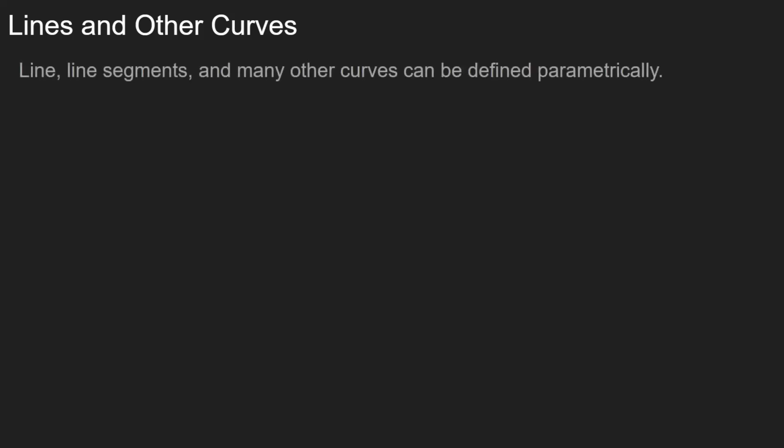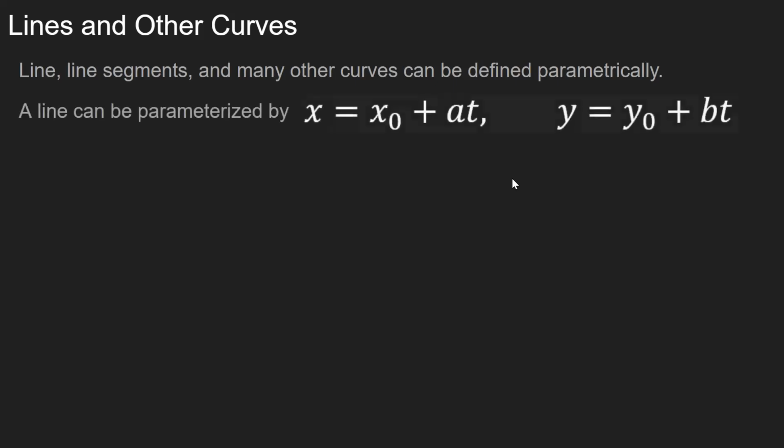All right, in this video on parametric equations, I want to talk to you about how to bounce back and forth with lines and other curves between parametric equations and Cartesian equations. So a line segment, and many other curves, can be defined parametrically. And a line can be parameterized by letting x equal the initial x value plus some number times t, and y can equal the initial y value plus some number times t.